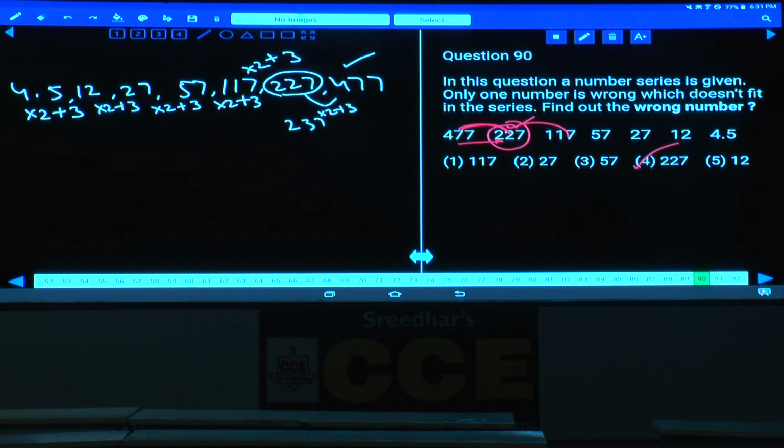Done with this? Now this is about paper number 25. First we have discussed question numbers 1 to 50 and 86 to 90. Yes, any doubts in this paper?